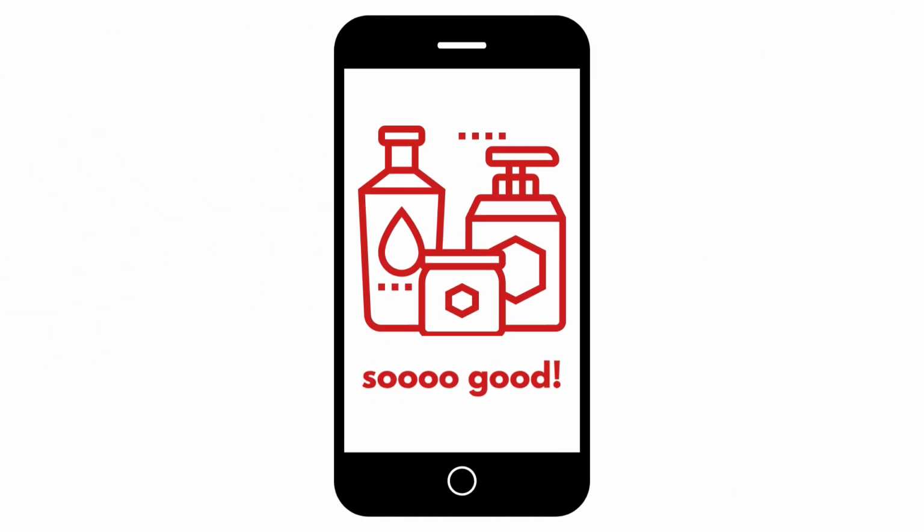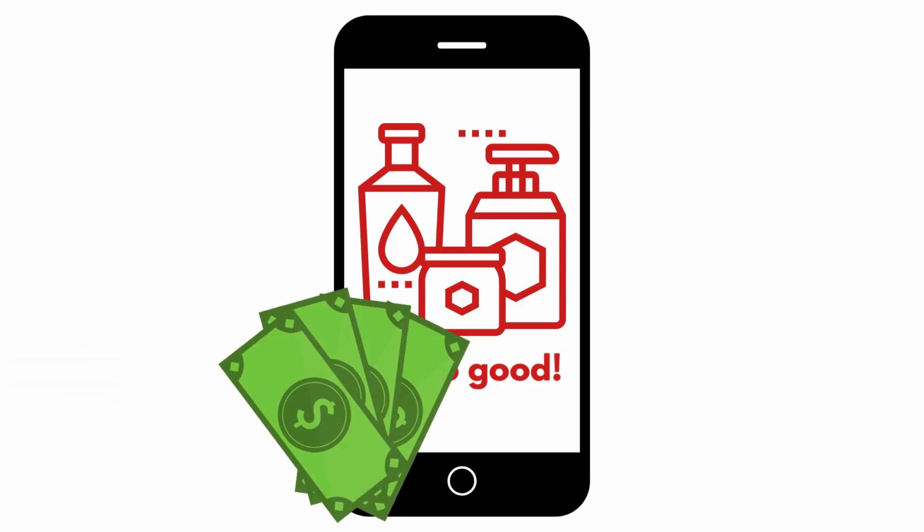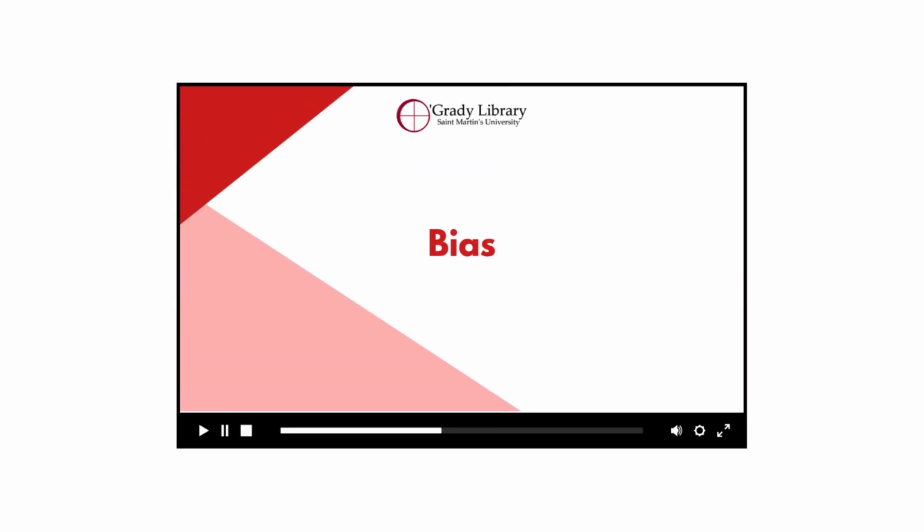For example, if you see a social media post from someone you follow and they are positively talking about a product, you may feel influenced to purchase that product. However, if you can recognize the possible bias present, perhaps they're being paid to promote the product, you have more control over your response to the post. You can learn more in our video on bias, which is linked in the description.